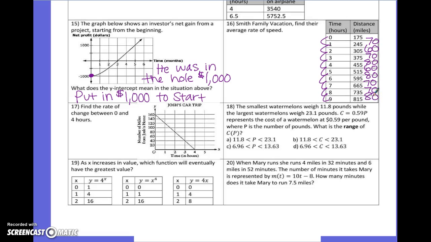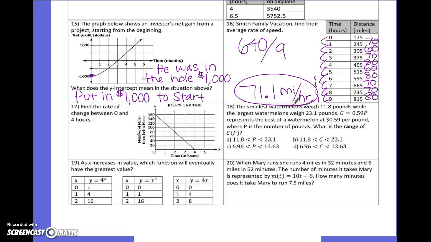If I divide each by 1, because these are all 1, then those numbers stay the same. And if I want the average, I'm going to add them all up and divide. If I add them up, I should get 640. And there's 9 numbers over there. So if I divide by 9, I end up with 71.1 miles per hour as the average rate of speed.